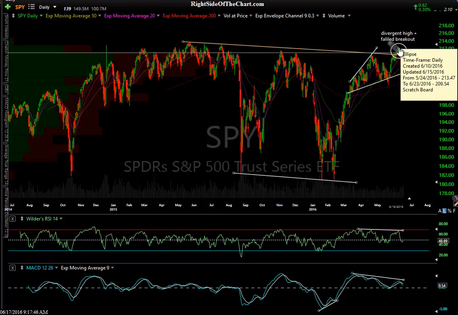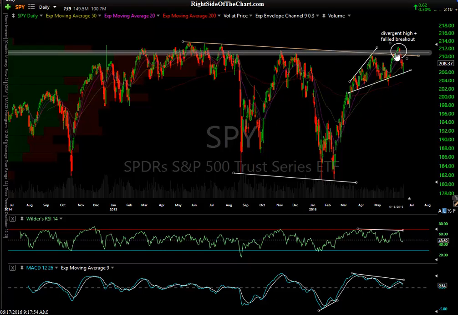Divergent high, because this high here was higher than this high, and you can see the negative divergence there. And again, now we're talking a daily time frame. We had a bull trap or a failed breakout above the downtrend line off the 2015 highs. We had some horizontal resistance there as well, this previous reaction high as well as that previous reaction high. Both of those were significant technical levels, both taken out.